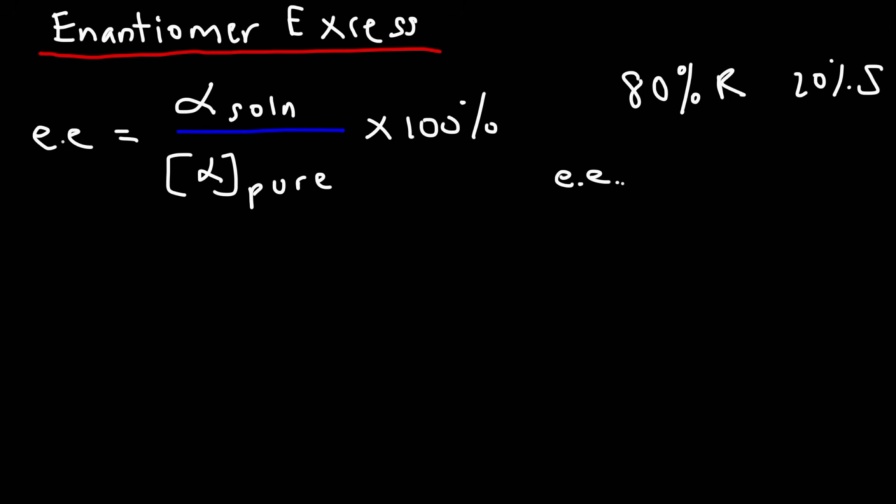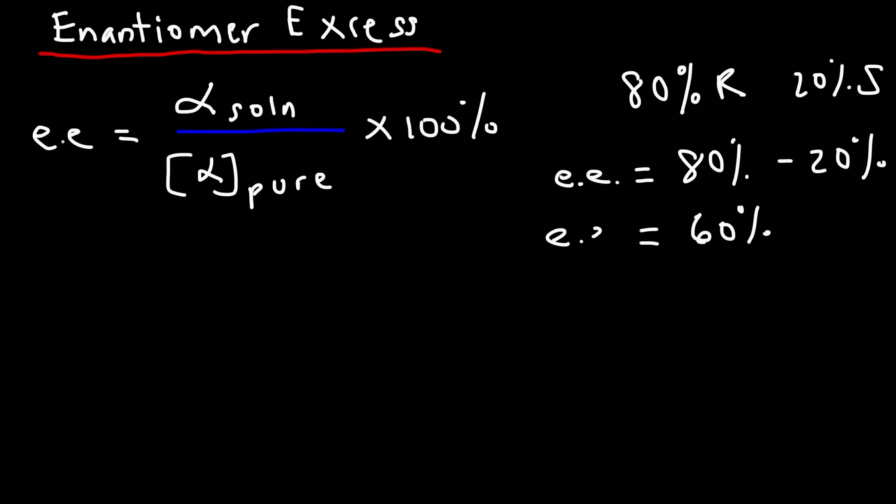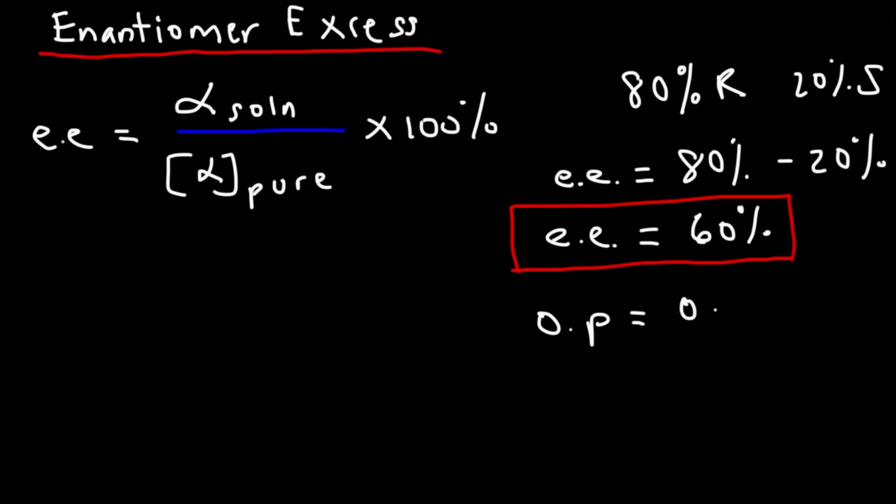The enantiomeric excess is the difference between the two. It's the absolute value of R minus S or S minus R. In this case, it's R minus S because this is bigger. So it's going to be 80% minus 20%. So we get an enantiomeric excess of 60% in this example. So that's how you can get it in the form of a percentage. Now the enantiomeric excess is equivalent to the optical purity, but in decimal form. So the optical purity is going to be 0.60, which is equivalent to 60%.